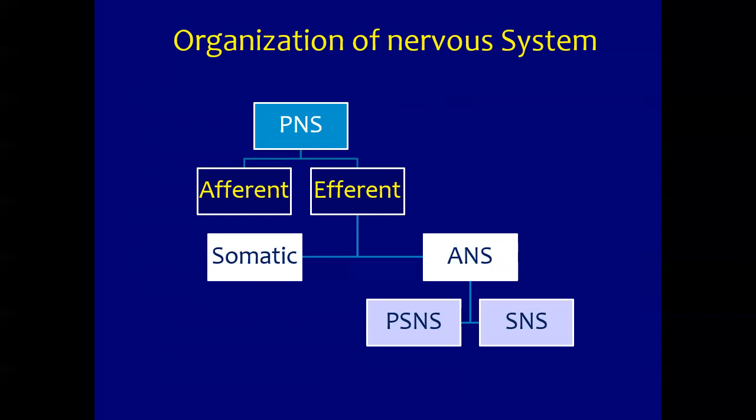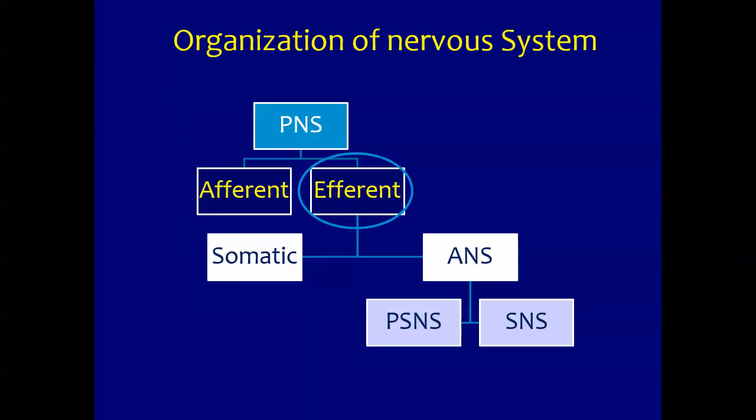Efferent, sensory, efferent, motor, away from the central nervous system. So once again, in today's context, we are concerned with the efferent system. The efferent system, the motor system, carries the message from the central system to the periphery. The motor system is divided again into the somatic and autonomic nervous systems.